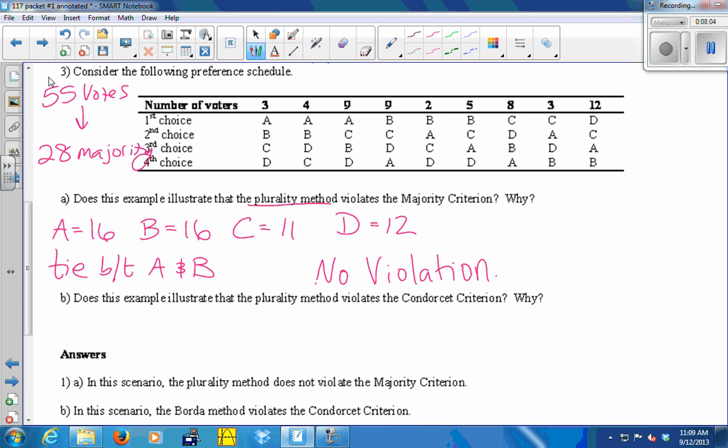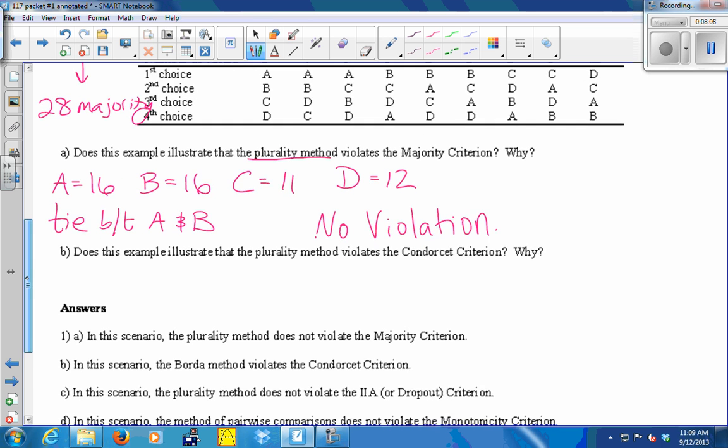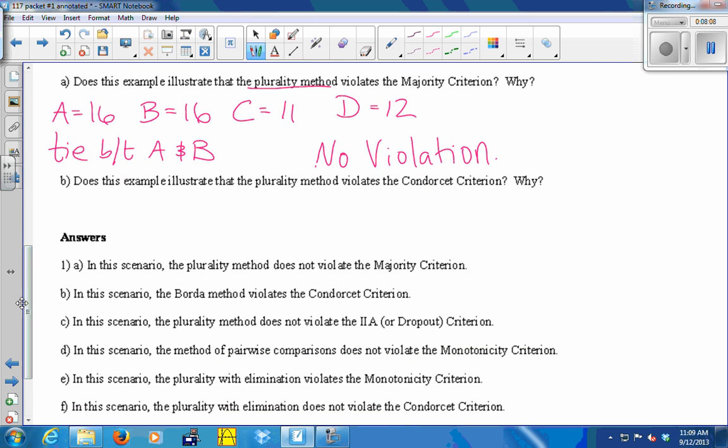Okay, so let's look at the Condorcet criterion. We're still looking at the plurality method, so we're just going to keep the results in our memories from up here. And I'm just going to see if there's a Condorcet candidate, if there's an undefeated candidate. So I have to do all my head-to-head matchups, AB, AC, AD, BC, BD, CD. All my head-to-head matchups, figure out if there is a candidate who's undefeated.